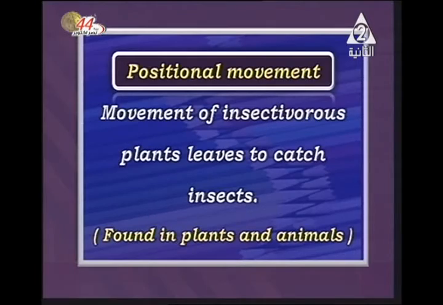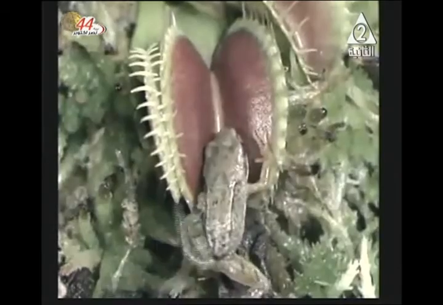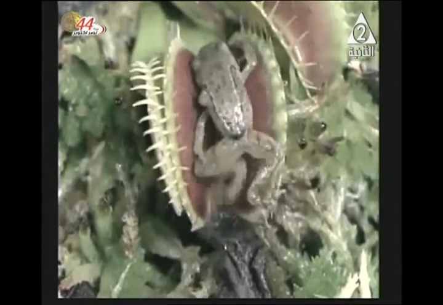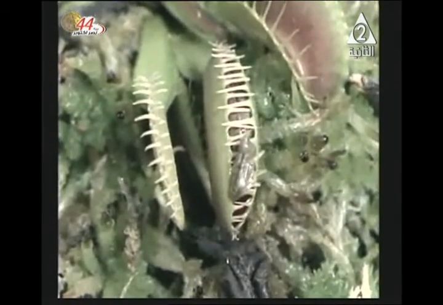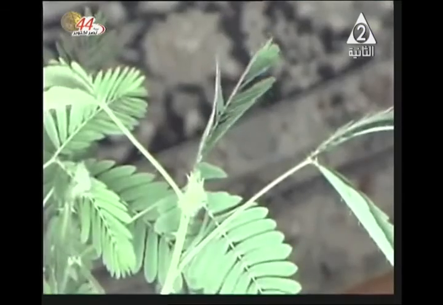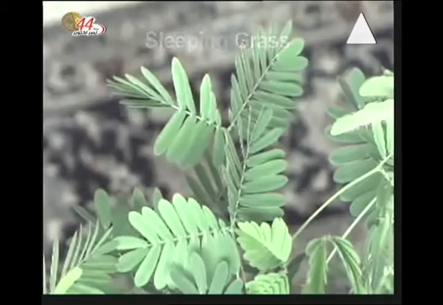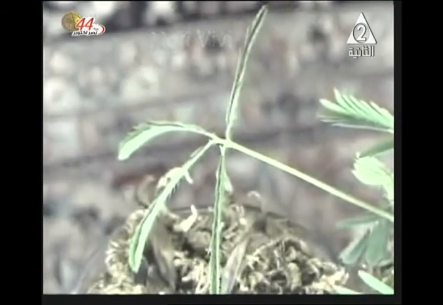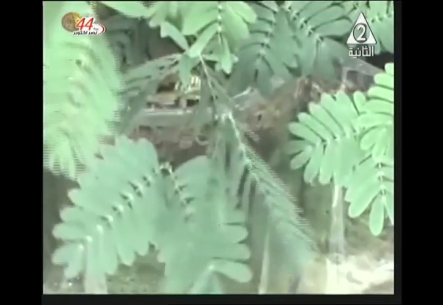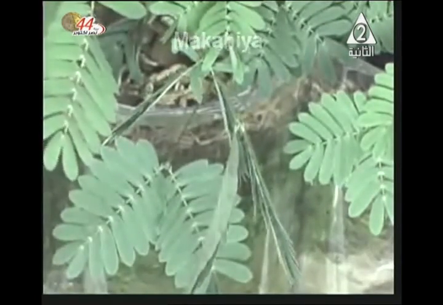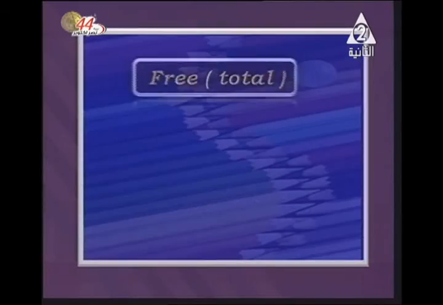Let me show something here also. This is the movement of insectivorous plants. Movement of an insectivorous plant is an example of positional movement. And also the movement of the mimosa plant is an example of positional movement. Okay, did you observe that? It's the successive opening and closing of the mimosa plant.